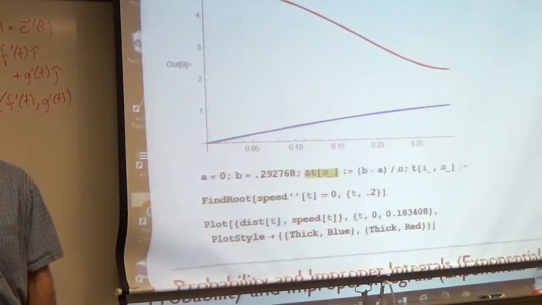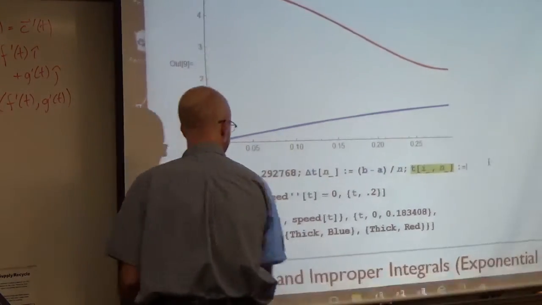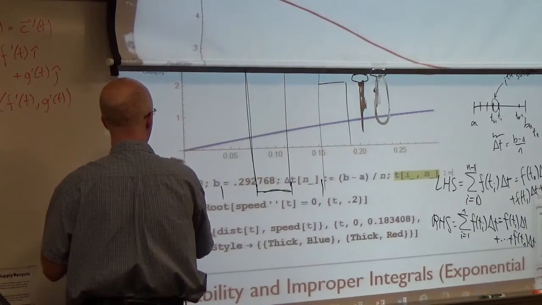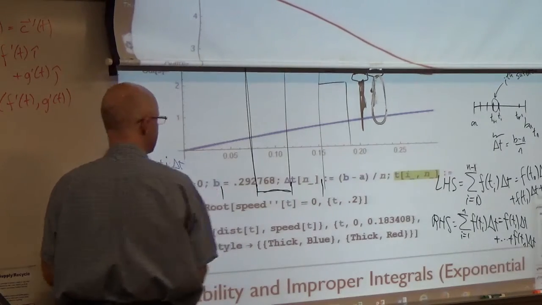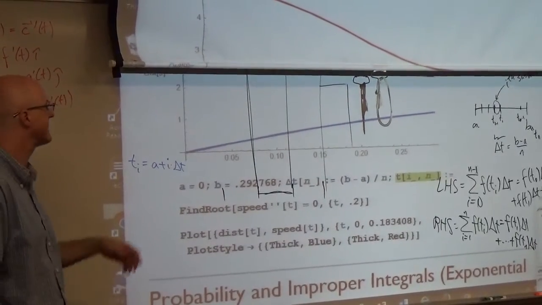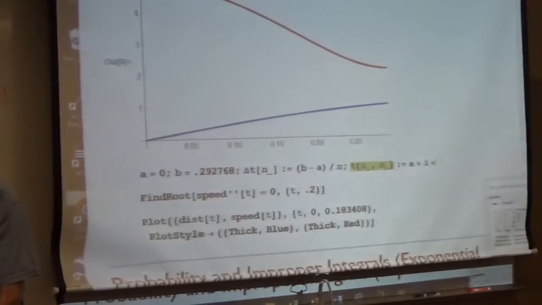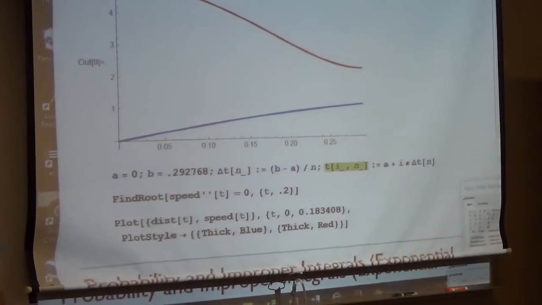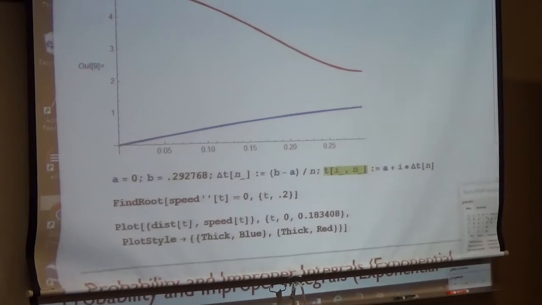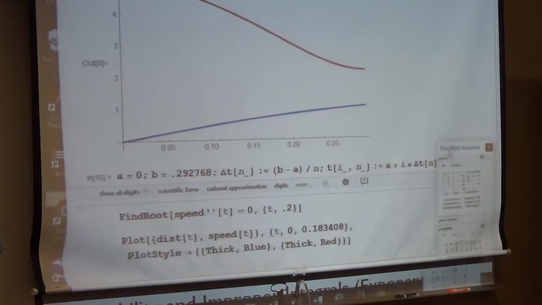The t sub I depends on I and n. And the general formula for it, when you write it by hand, is t sub I equals a plus I times delta t. I'll go ahead and type it in like that: a plus I times delta t. But delta t depends on n, so I need an n there like that. I'm going to program Mathematica to do these sums in the general case. Now we're set up to do the sum.